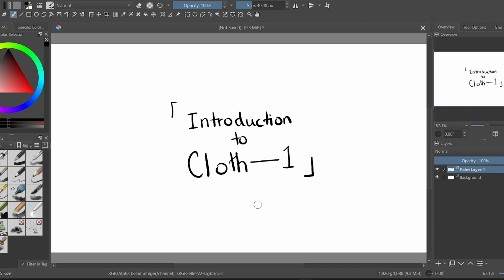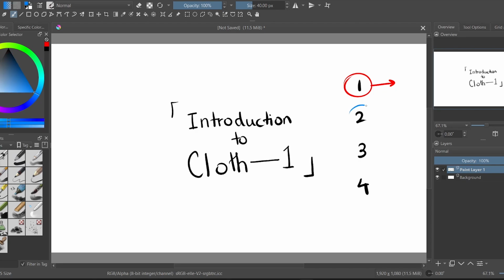This course is called Introduction to Cloth, and the reason I called it Introduction is because I might make a more in-depth course later if the need arises, but I'm going to try and cover every single possible topic that I can within this course itself. So it's just 4 lessons, 1, 2, 3, 4. We're currently in the first one. So today we're going to be talking about the 3 basic principles of drawing cloth.